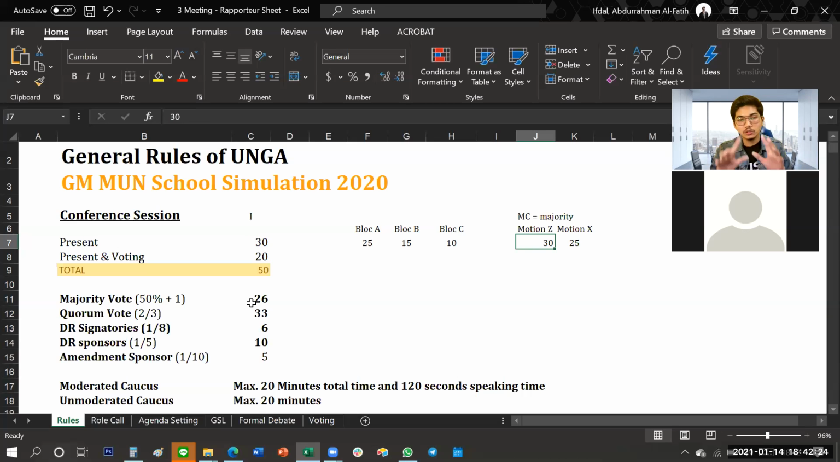Okay, so you do all of these sessions in order to get a resolution, because a resolution is a written form of the delegates' opinions, and it will consist of preambulatory clauses and also operative clauses. But we will not talk about that today.